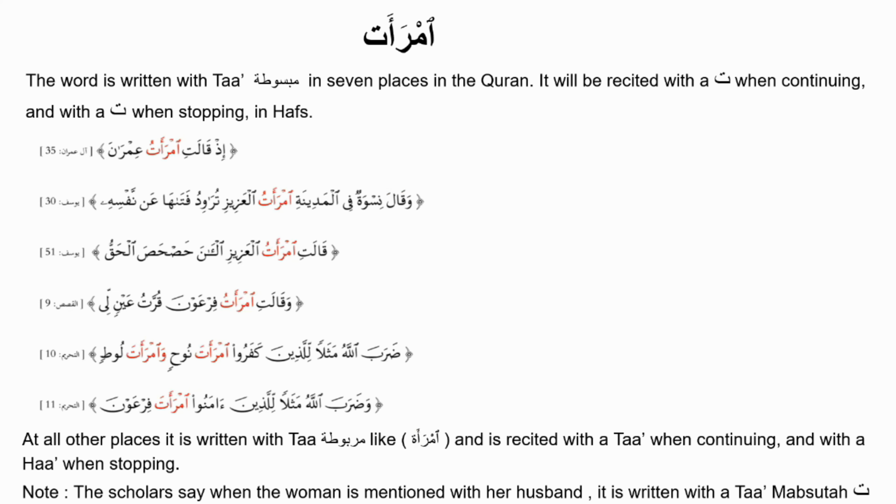And the scholars say when the woman is mentioned with her husband, the word is written with the flat ta, like this. Imra'atu Imran, Imra'atu Al-Azizi, Imra'atu Fir'auna, Imra'ata Nuhin, Imra'ata Lutin. So when the woman is mentioned with her husband, the ta is written in a flat form as ta mabsuta.